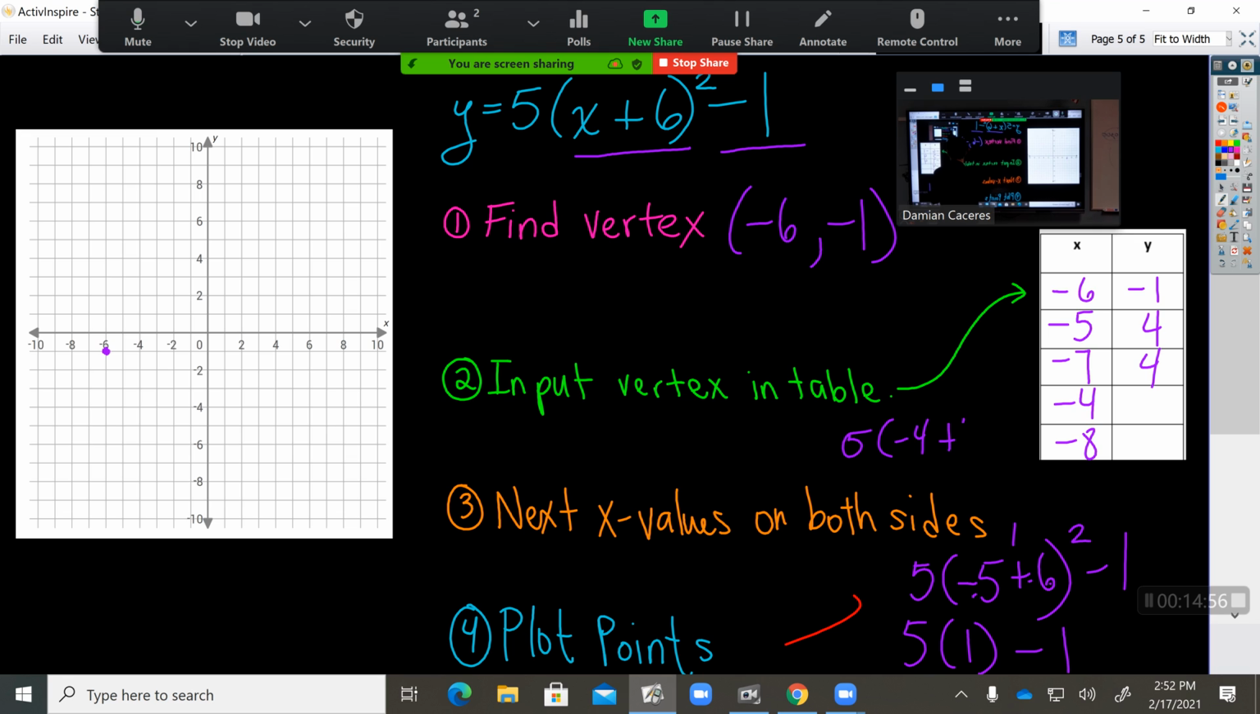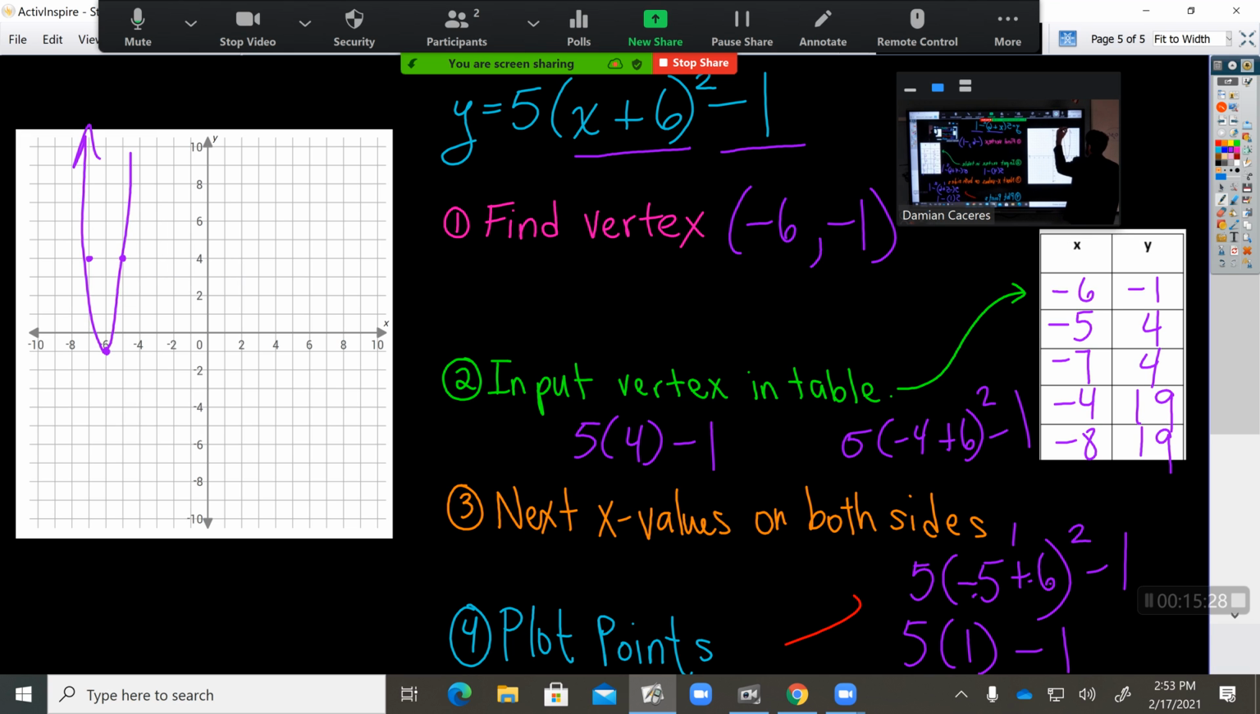Now we do the same thing, but with the -4. 5 times -4 plus 6 squared minus 1. Negative 4 plus 6 is positive 2. To the second power is 4. 5 times 4 minus 1 is 19. If negative 4 gave me 19, then negative 8 also gives me 19. The 19 I can't graph, so I'm just going to graph these two, give or take. Your graph should look something like this. Now, when you're going to graph it yourself, it's not you drawing a graph, it's clicking it on a mouse. So you're going to be able to click 2 points and it'll draw the U for you.